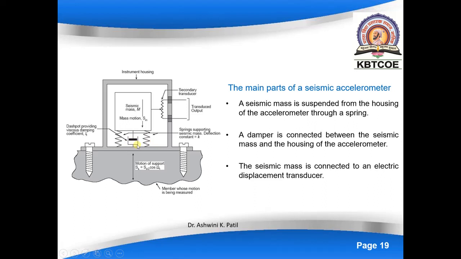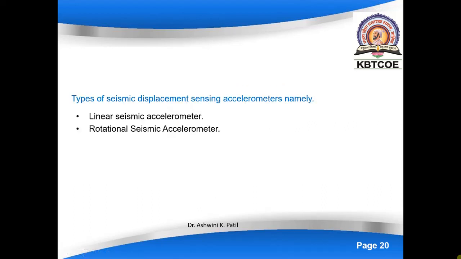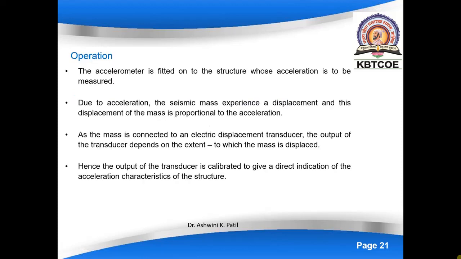A damper is connected between the seismic mass and the housing of the accelerometer. The seismic mass is connected to an electric displacement transducer. This is a displacement secondary transducer, could be an LVDT or some other. There are two types of seismic accelerometers: linear seismic accelerometers and rotational seismic accelerometers. These accelerometers are fitted on the structure whose acceleration is to be measured.